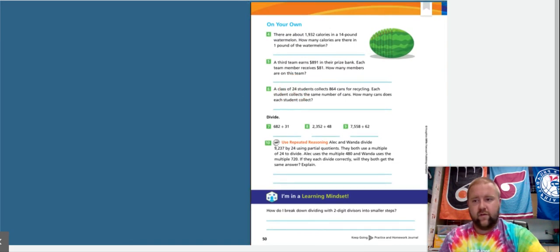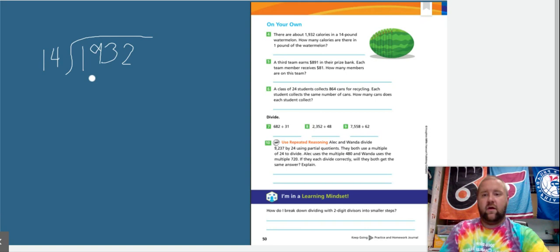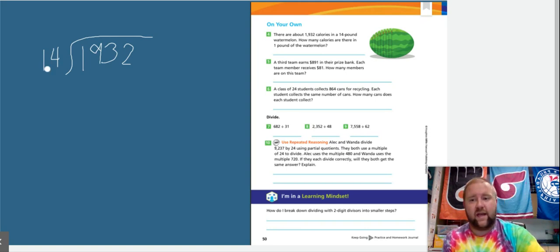Okay, so here's another example. It says there are about 1,932 calories in a 14-pound watermelon. How many calories are there in 1 pound of watermelon? So again, 1,932 divided by 14. All right, so now here's one of those problems where if I just did 10, that would give me 140, which is way far away. So now I'm going to multiply it by the 100. So 14 times 100 is 1,400 because it's a 14 with 2 zeros.